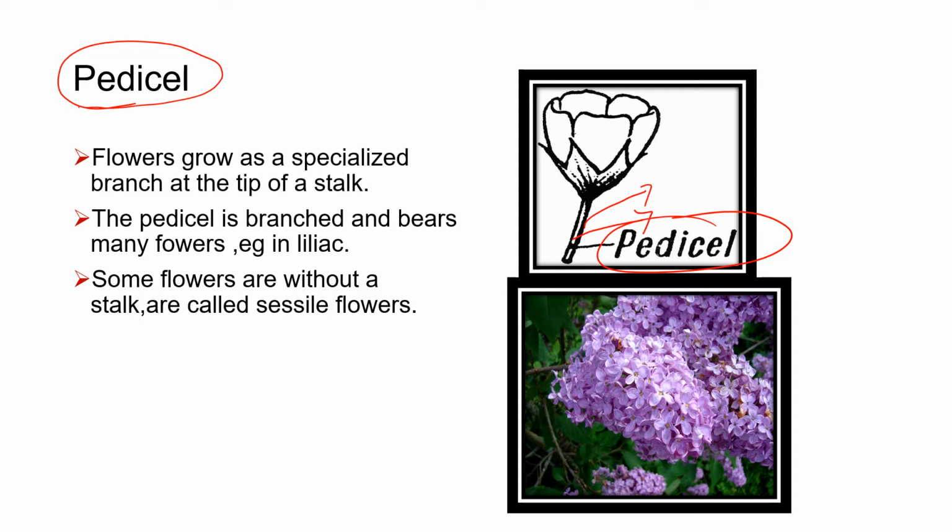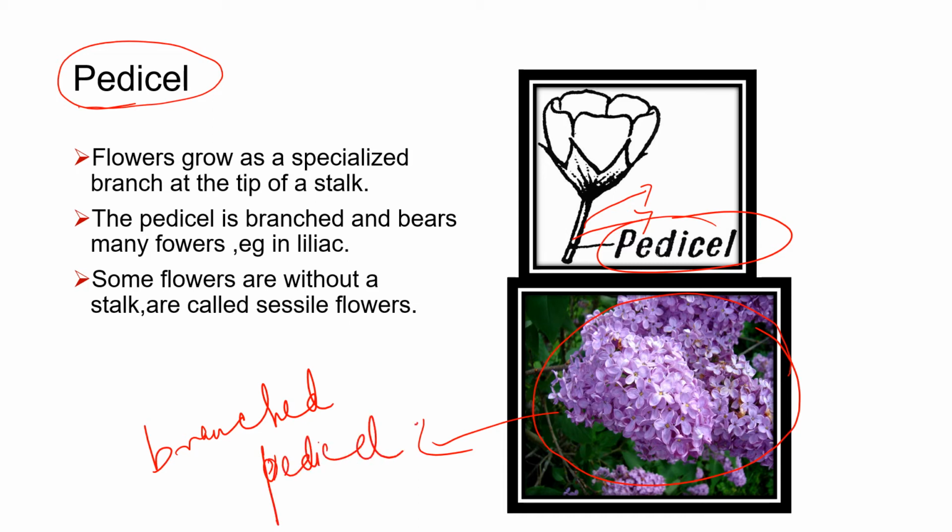Now in many flowers the pedicel is branched, so many flowers are growing from one pedicel. An example is lilac. Here you can see that this is a branched pedicel. And many flowers are without a pedicel. Those flowers are called sessile flowers. Sessile flowers means the flowers are produced without a stalk. They start growing from the stem itself. So they are called sessile flowers. They don't have the pedicel.